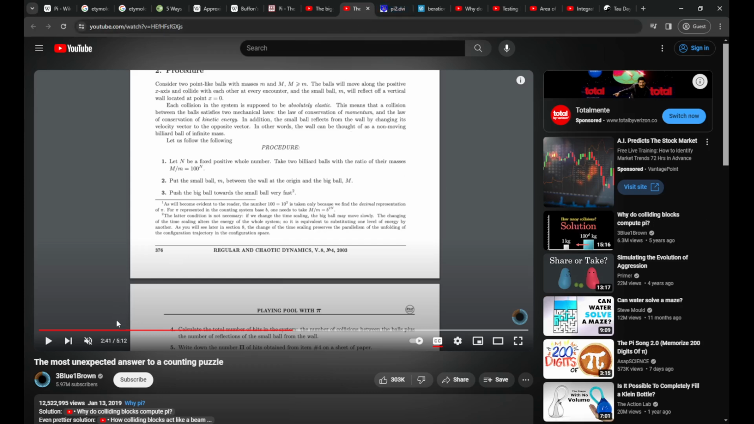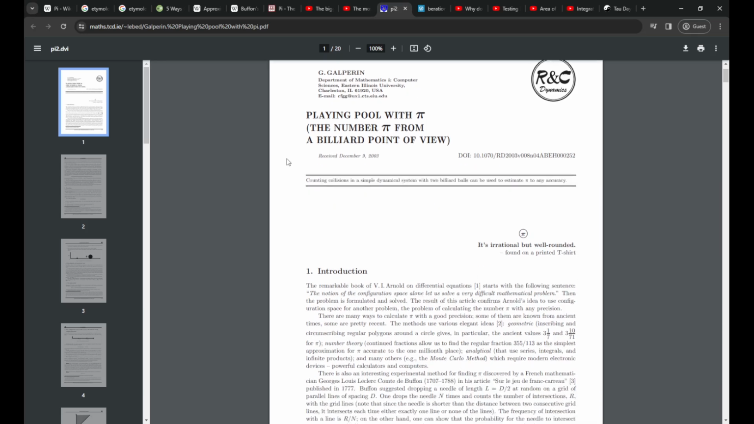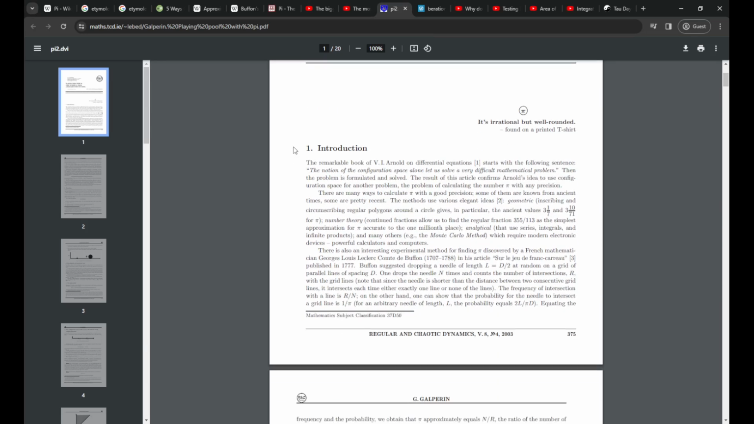But where 3Blue1Brown got the idea for this was this paper here by G. Galperin at the Department of Mathematics and Computer Sciences at Eastern Illinois University in Charleston, Illinois. And this is a paper from December 9th, 2003. It's irrational but well-rounded. Found on a printed t-shirt. Oh, that's cute. I love that they put that fun caption at the front of a completely serious mathematical scientific paper. I bet even Mr. Spock would be amused at that.